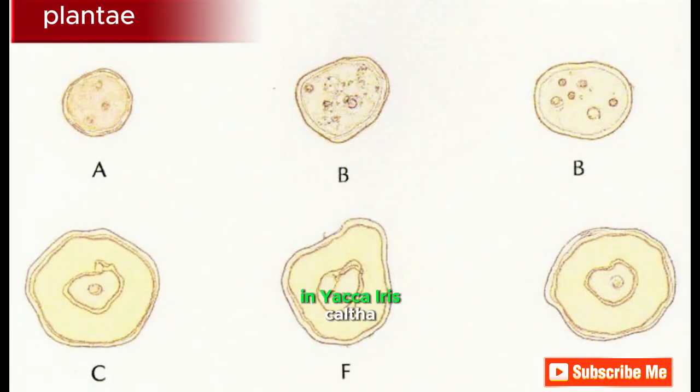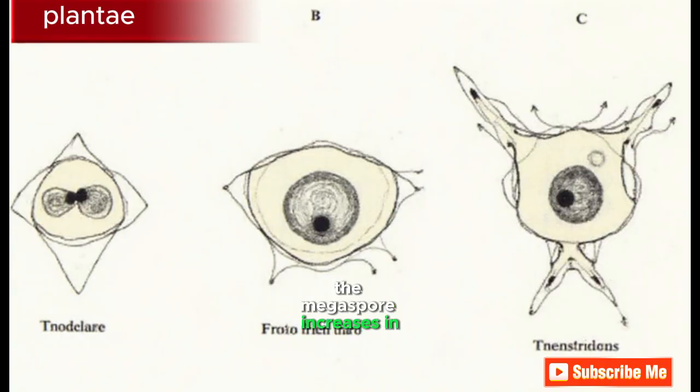In Yucca, Iris, Caltha, 3 megaspores are produced due to failure of the daughter cell to divide. In Lilium, Fritillaria, the megaspore mother cell is directly transformed into a megaspore, the female gametophyte. The megaspore, n, is the first cell of the gametophytic generation. The megaspore increases in size into an embryo sac, utilizing other spores and the surrounding nucellar tissue.